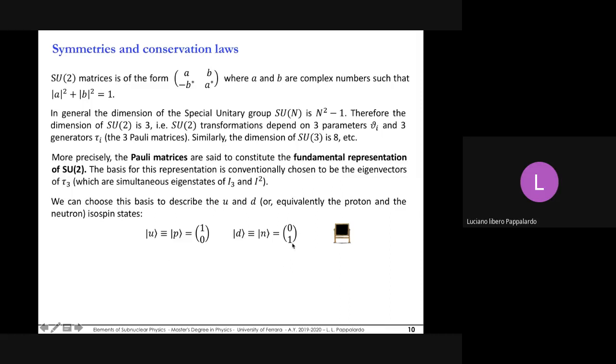So let's now show that this, in fact, corresponds to having the up and down quark as eigenstates of isospin with eigenvalues +1 and -1.